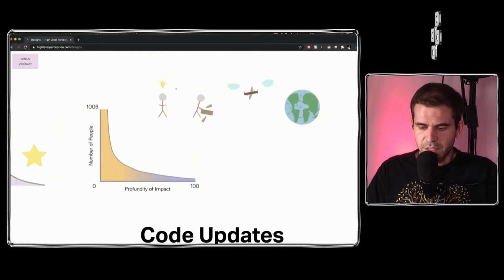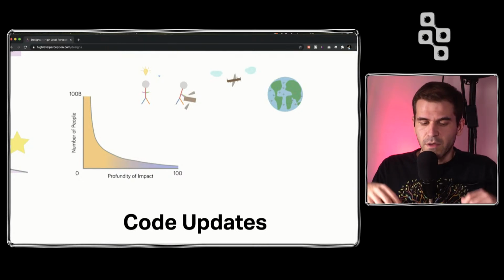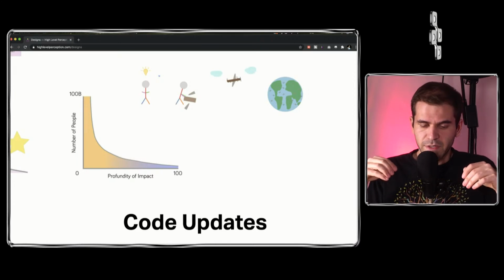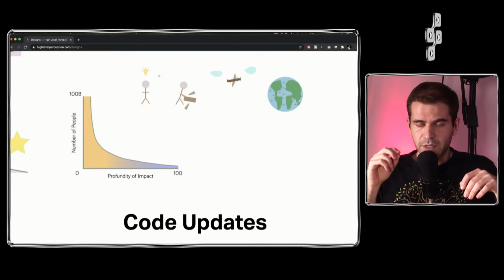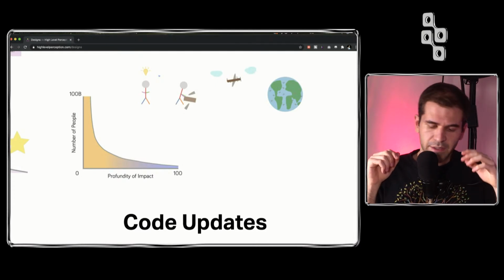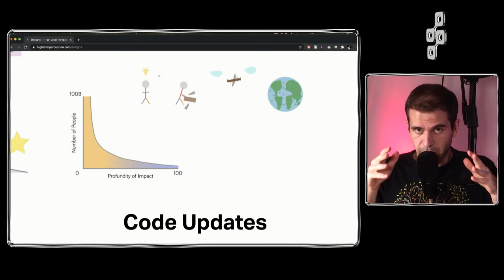And so a really good understanding of that is in the next part, where I talk about code updates. You can think about out of the 100 billion people that have lived and died, a vast majority of them have been common, but a small minority of them have been very uncommon and made massive, profound impact. You can think about that like adding a big code update to the world, making a big portal.